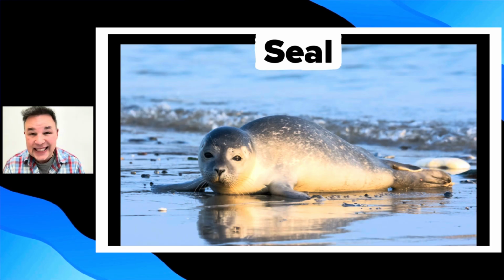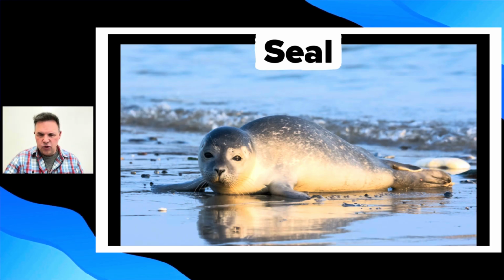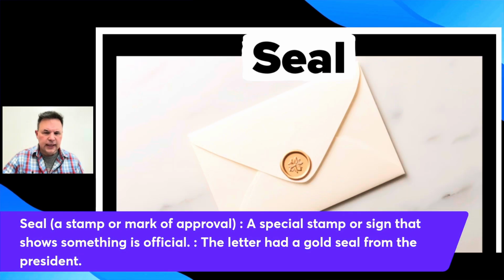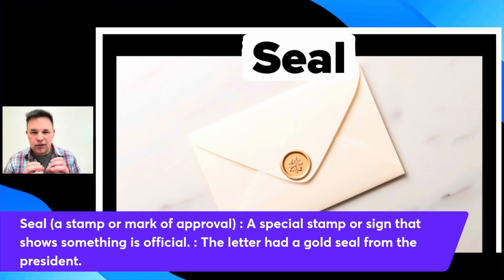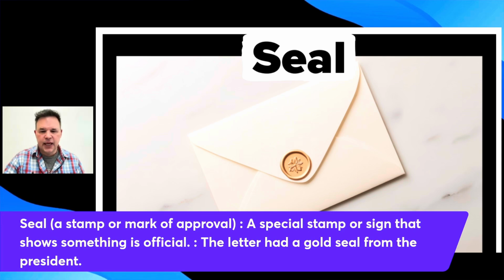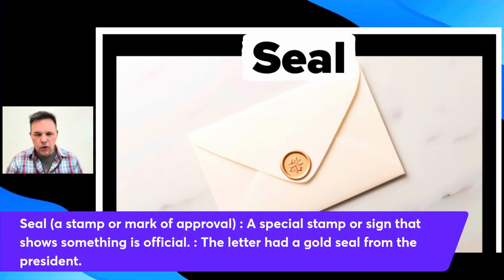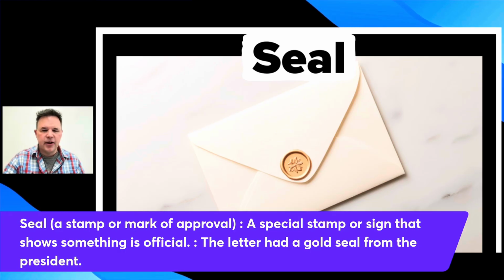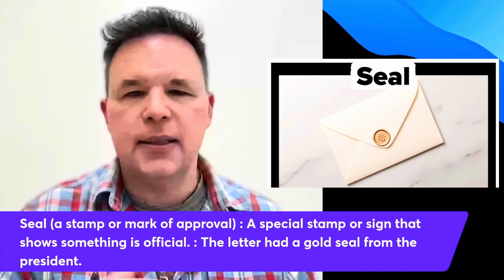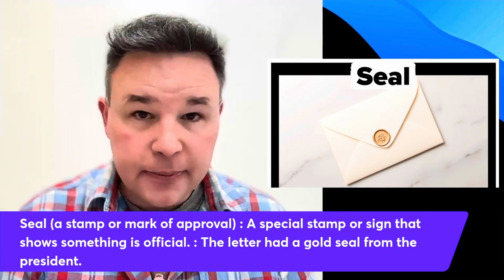It looks like it is on sand near an ocean. So let's go back to this picture. And if you see that round thing in the middle, seal can also be a different type of noun. It's a special stamp or sign that shows something is official. The letter had a gold seal from the president. So if something is very important, you might seal that envelope up.